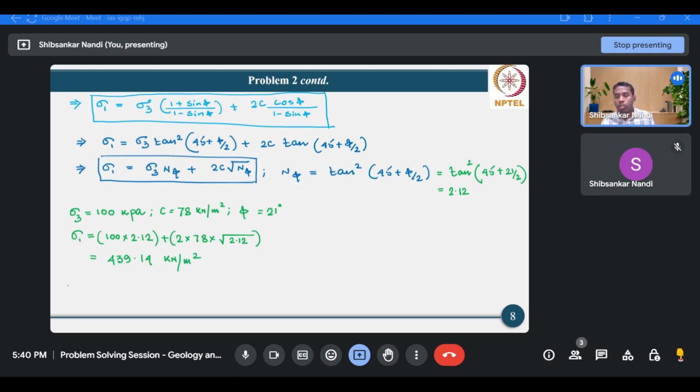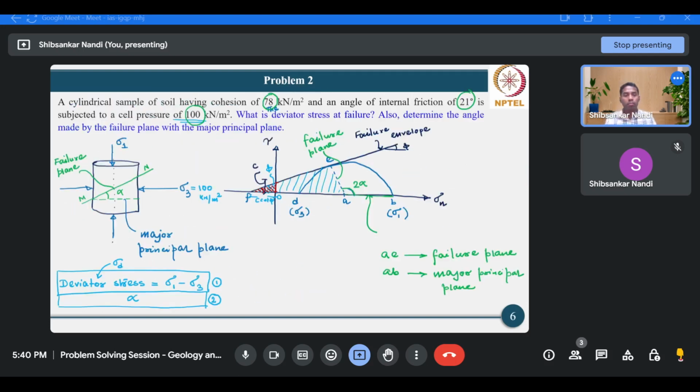Now, as we mentioned earlier, we have to calculate the deviator stress at failure, so all these values are at failure.